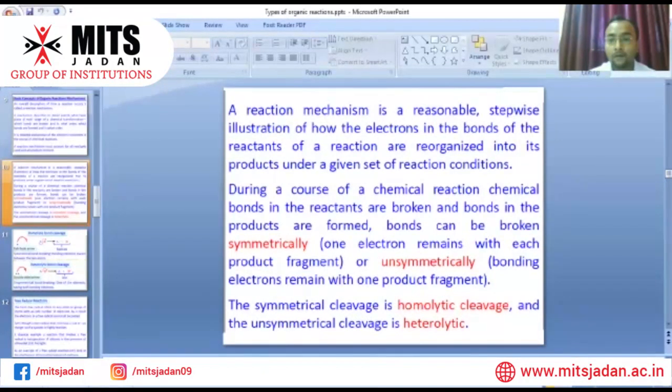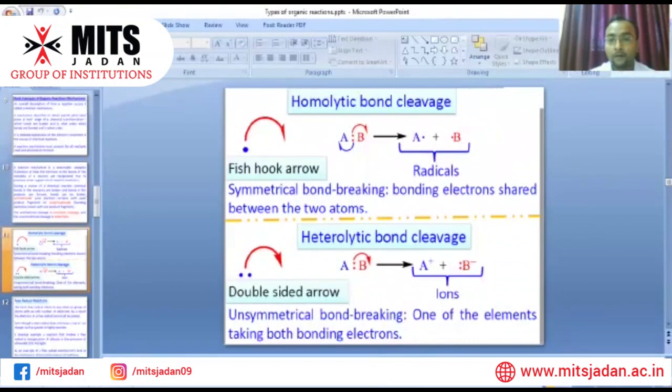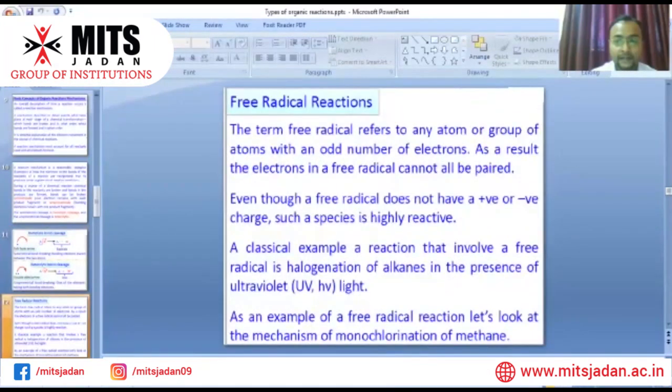This slide shows clearly the two types of arrows, shown here in red color. The fish hook arrow shows that the bond is symmetrically broken and the bonding electrons are shared between the two atoms equally, and free radicals are formed. Positively charged species are called cations and negatively charged species are anions. In the slide we explain how the reactions proceed.